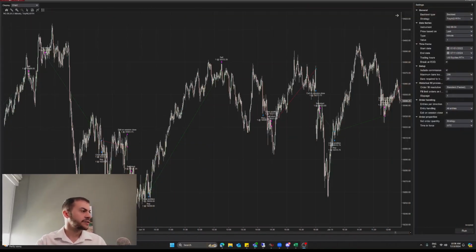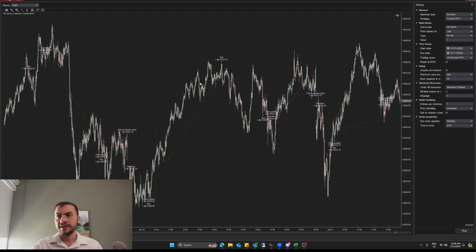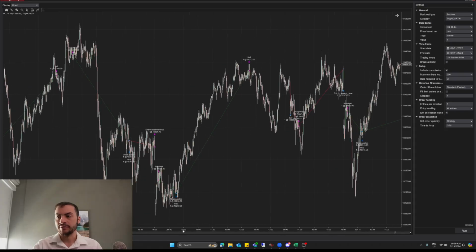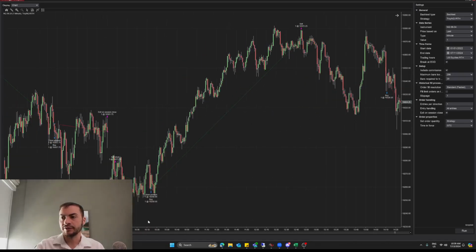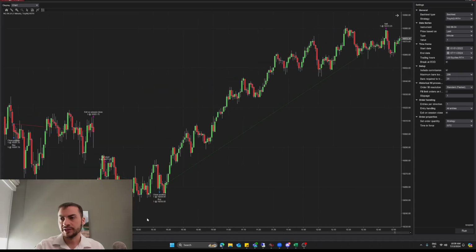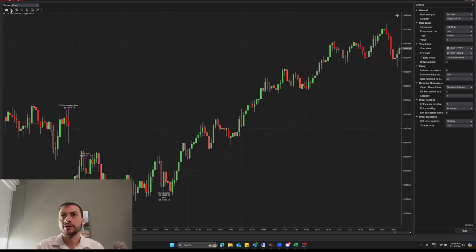So let's talk about trend versus counter trend. In this example here, this is a counter trend strategy. This system trades NQ 1 minute bars. NQ is NASDAQ futures. And if we look at some of these trades here, we can see this buy, for example, right here.